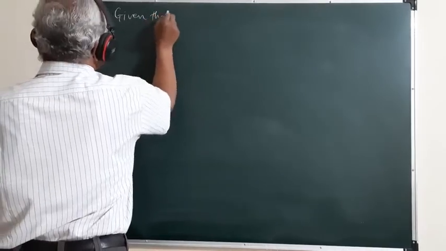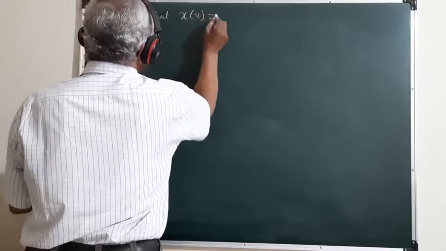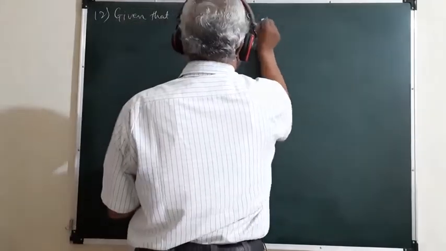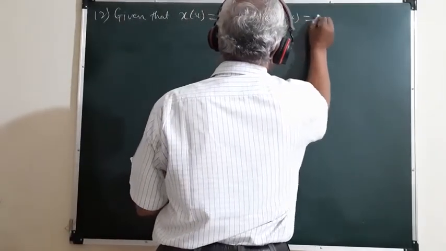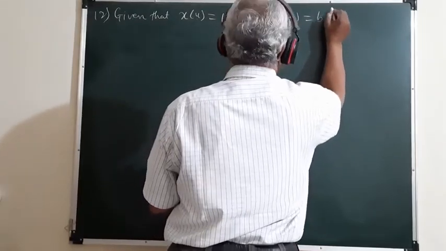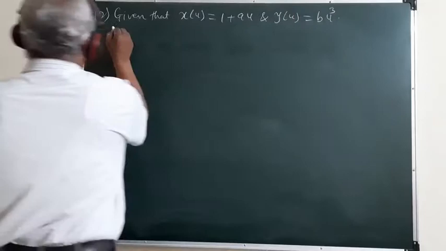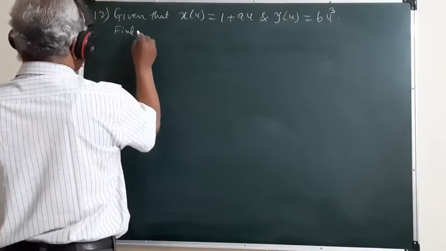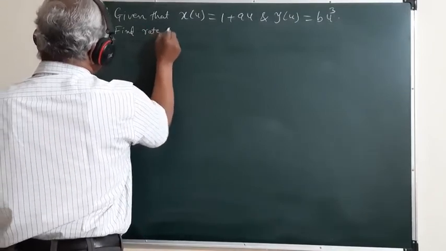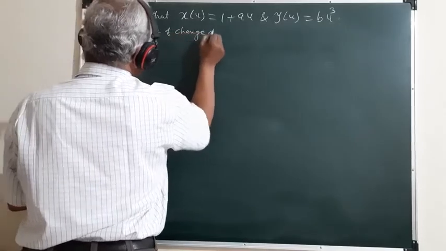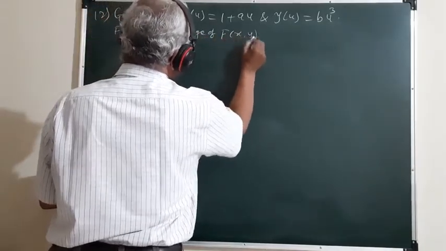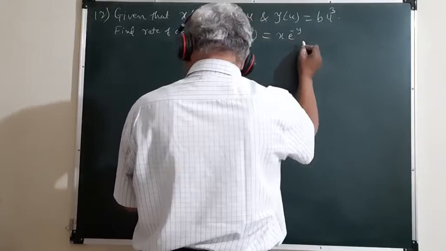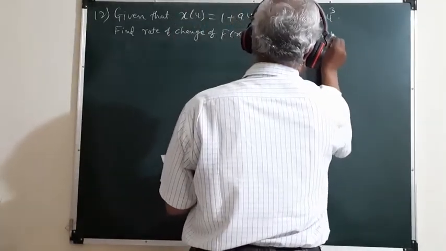Given that x(u) is equal to 1 plus au and y(u) is equal to bu cube, find the rate of change of f(x, y) equal to x e raised to minus y with respect to u.